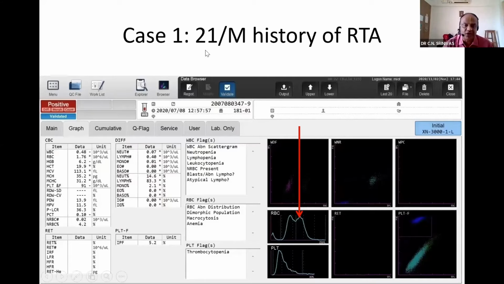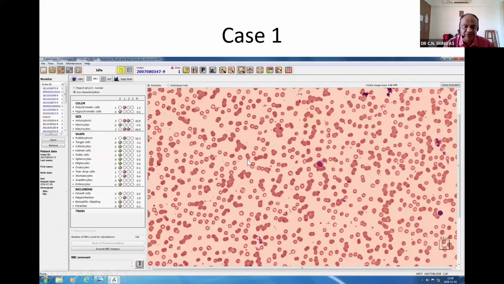Now here we have a 21-year-old with a history of a road traffic accident. You have got a flag in the hematology analyzer. As a policy of the laboratory, any flags we get here and an abnormal histogram, as you see here, should go for a slide review program. When we did a slide review for this, you see beautiful rouleaux formation in this case, and you have got anisocytosis, and you also have got pappenheimer bodies in this case.